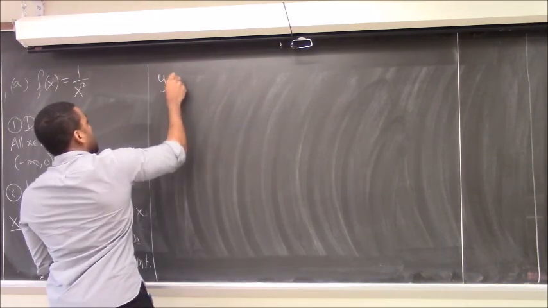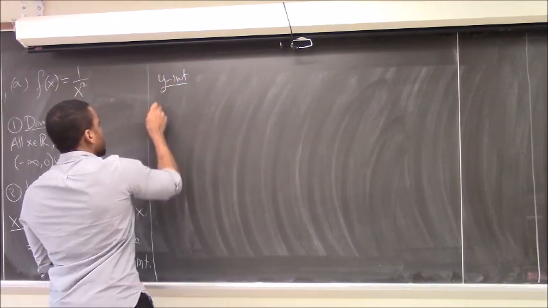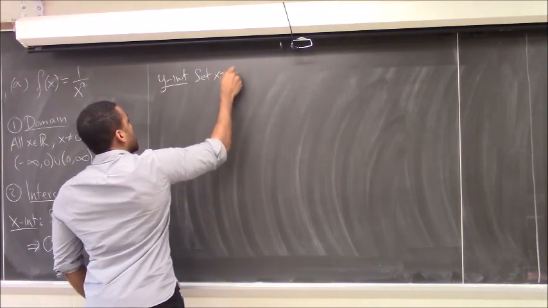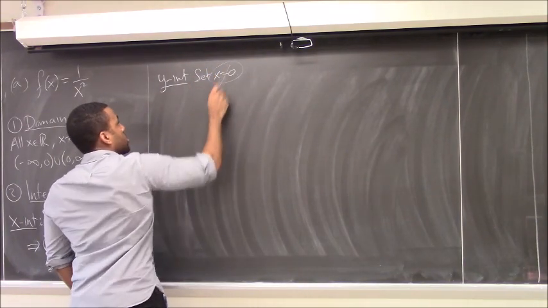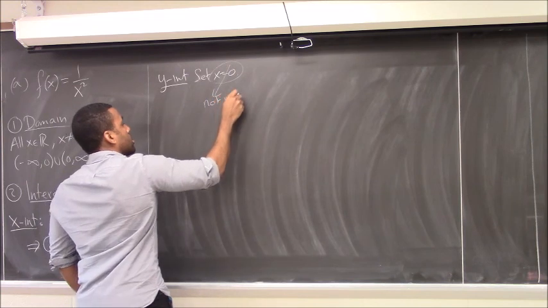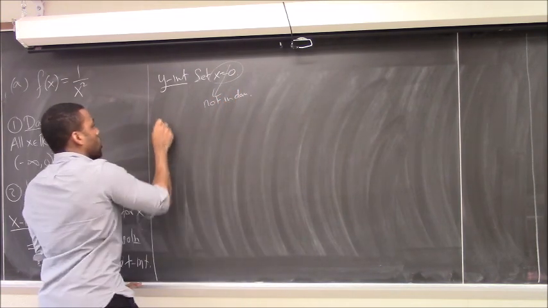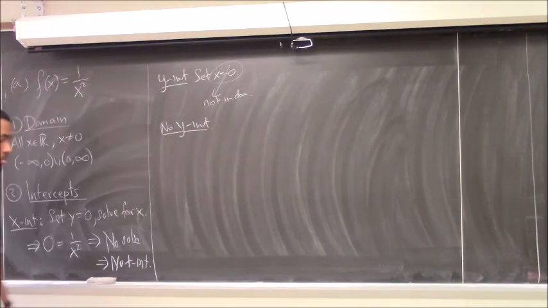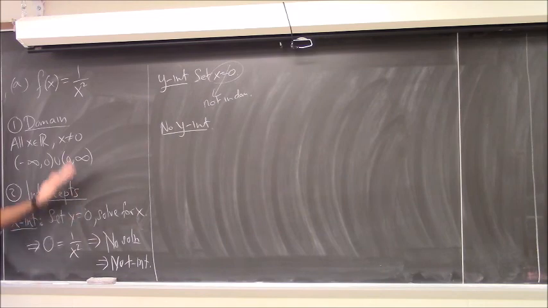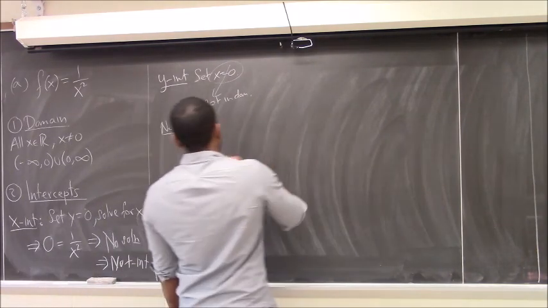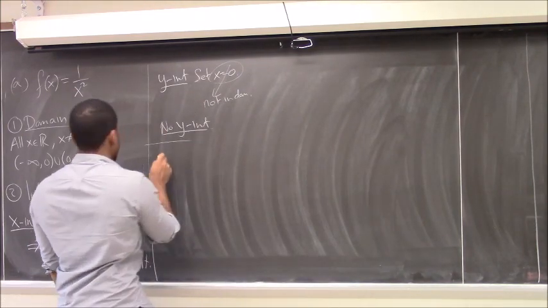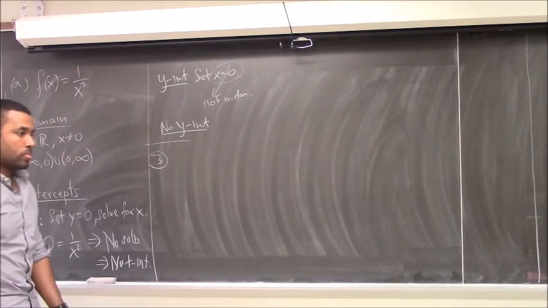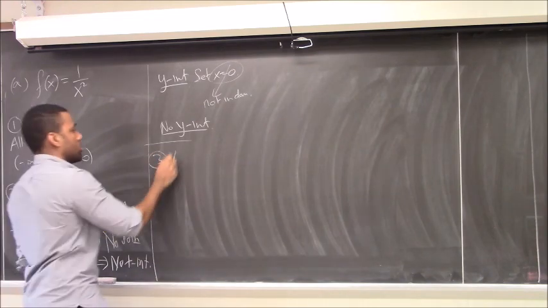What about the y-intercept? Set x equal to 0 and solve for y, but this is not in the domain. So no y-intercept either. So find the domain, find the intercepts. There happen to be none. Our graph doesn't touch either axis. So what are we going to do now? Step 3, asymptotes.